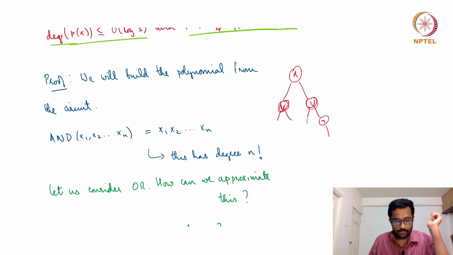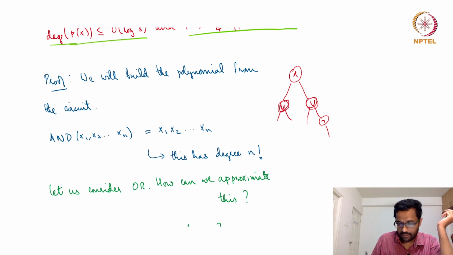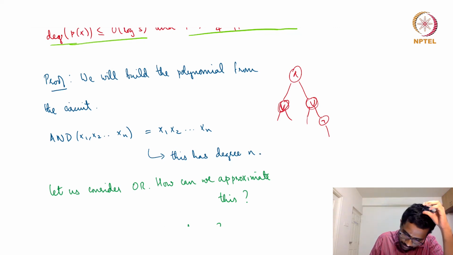So this is what we will do. We have already seen that the AND function of x1 up to xn has degree n. This is not n factorial, this has degree n. In math one has to be careful. This has degree n, and we also saw an OR function that had degree n.